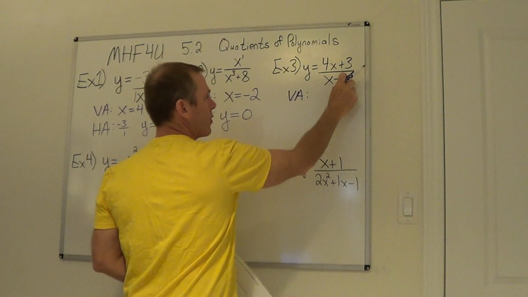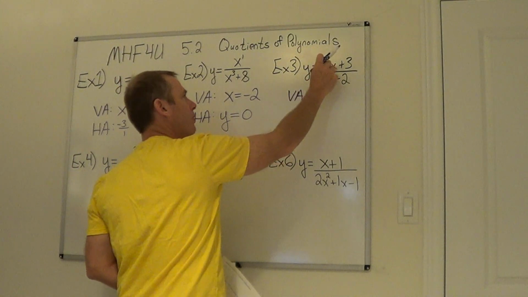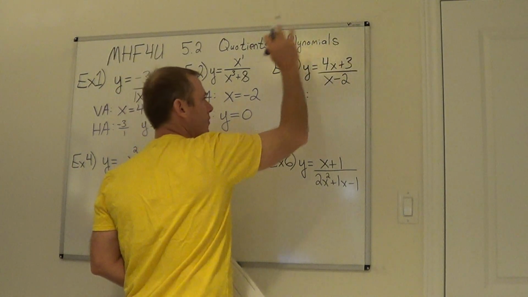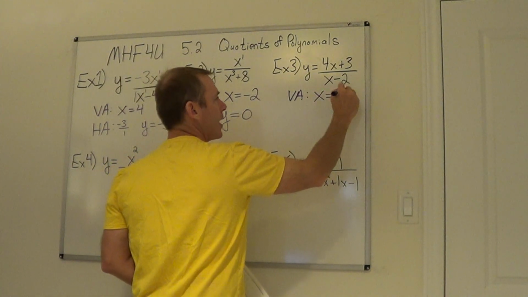All right, on to example 3, where we again look at our vertical asymptote. When does the denominator equal 0? Well, when x is 2, but what happens to the numerator? Well, 4 times 2 is 8, plus 3 is 11. It's not 0, so again, we have a vertical asymptote at x equals 2.